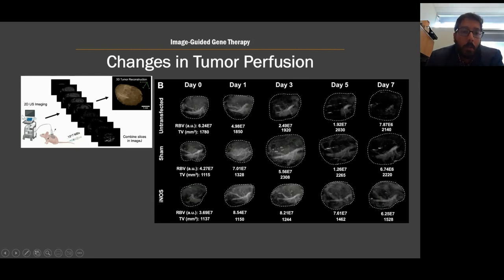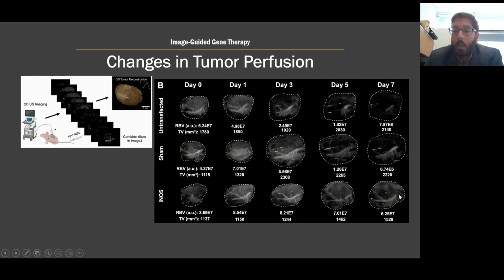This is essentially a clinical ultrasound imaging machine with a 2D probe and a stepper motor that allows us to take sequential 2D images, which are reconstructed into a 3D tumor, where we monitor contrast agent perfusion. As you can see with the untransfected and sham groups, perfusion starts to decrease over time, up to 7 days. And with the iNOS treated group, we are able to see a constant level of perfusion.